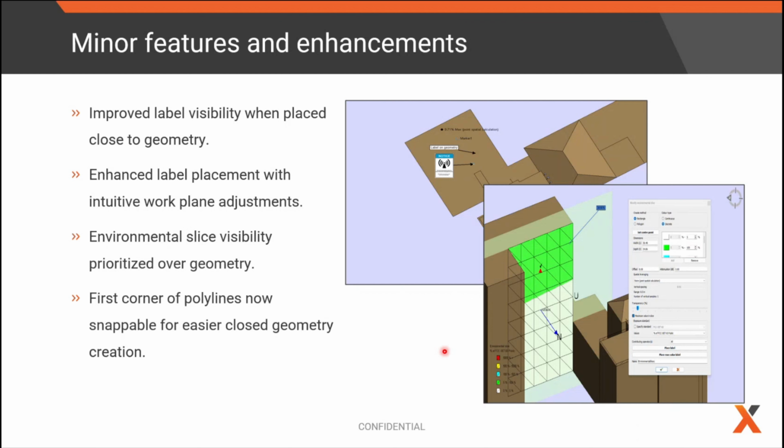And finally, the first corner of the polyline type objects is now snappable. This makes it much easier to create closed geometries where the endpoint snaps back to the start point. This feature is true for most objects; just the railings and the barriers will be enabled in the future.